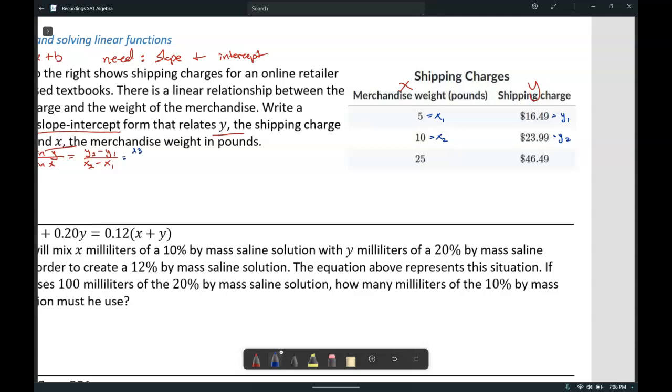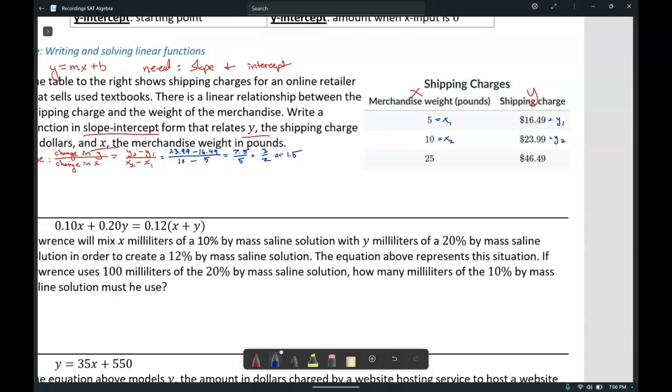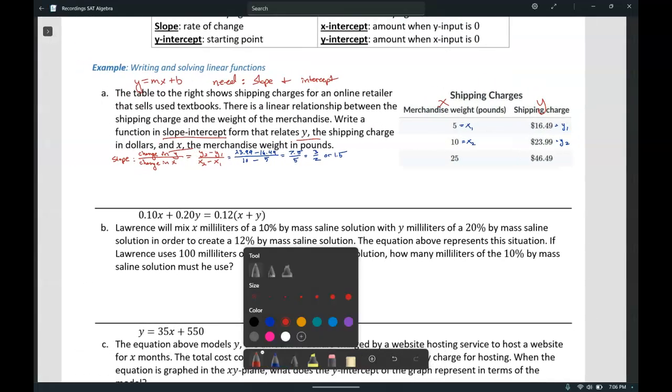And so we've got these values identified as y2 minus y1 and x2 minus x1. So we get 7.5 over 5 with our subtraction, which simplifies to be 3 halves. So we get 3 halves for our fraction, or 1.5 as our decimal. So our slope is 3 halves, or 1.5. So now that we have our slope, we can go ahead and move on to identifying our y-intercept.